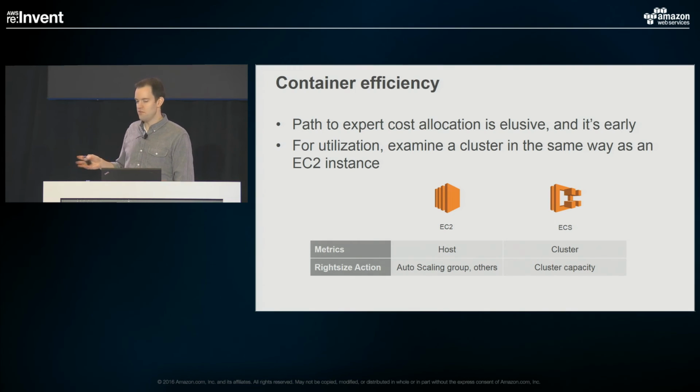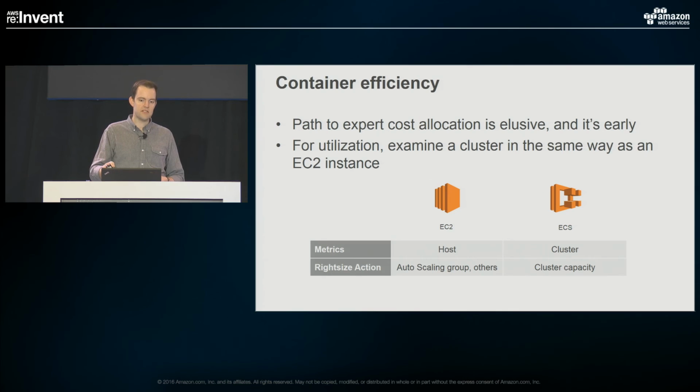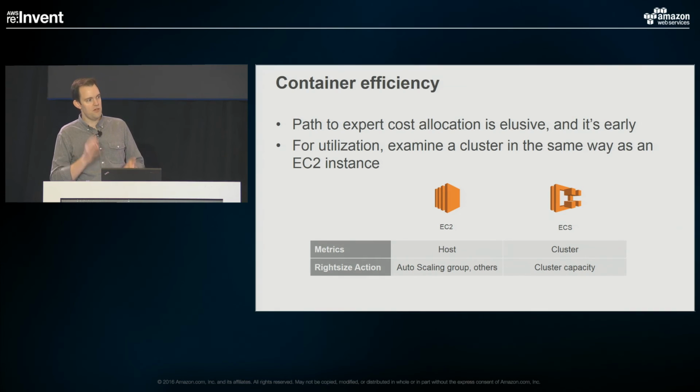By comparison, if you look at EC2, the metrics you're going to get out of that are at the host level. And by comparison, with an ECS cluster, you're looking at cluster level metrics. The right-sizing action for EC2, you're going to be using auto-scaling groups and many other techniques. And for an ECS cluster, you're going to be growing or shrinking the capacity of that.